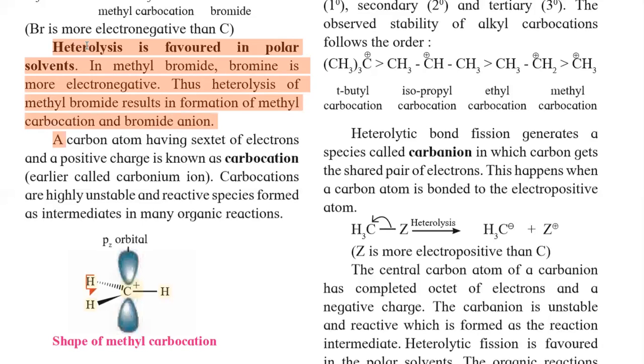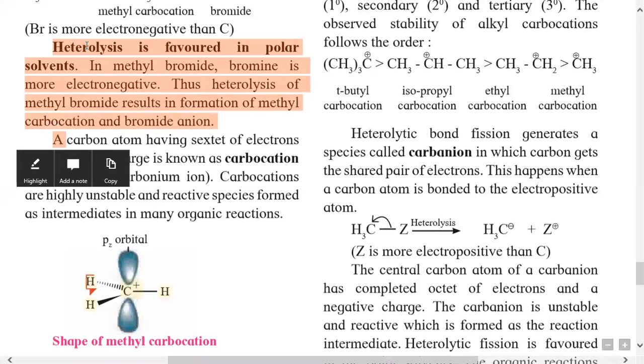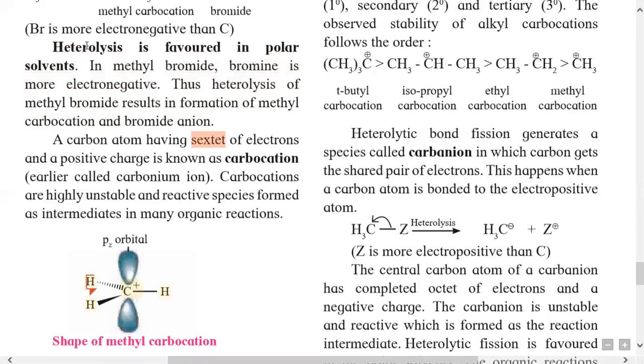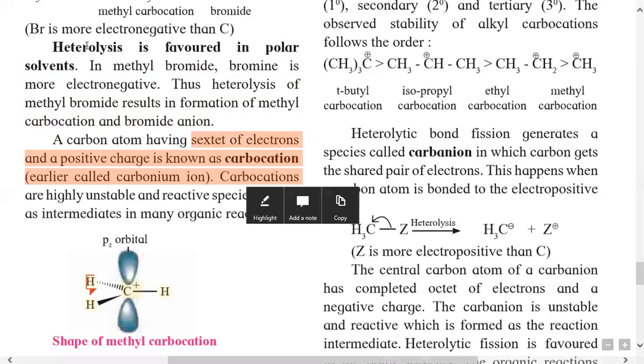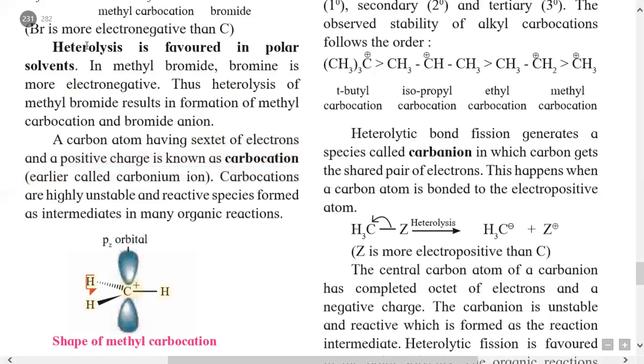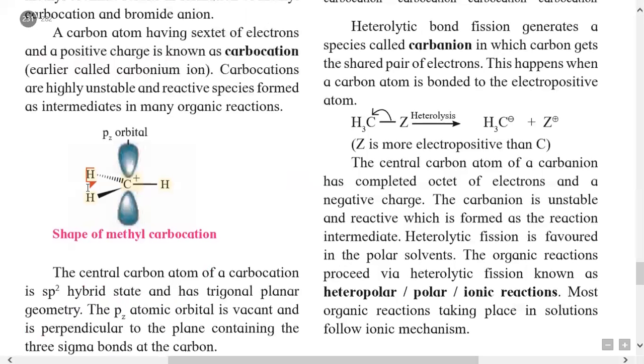A carbon atom having a sextet, sextet means 6 electrons, of electrons and positive charge is known as a carbocation, or it is also called a carbonium ion. Carbocation possesses 6 electrons around it, and it is highly unstable, and therefore it is a reactive intermediate in many organic reactions.